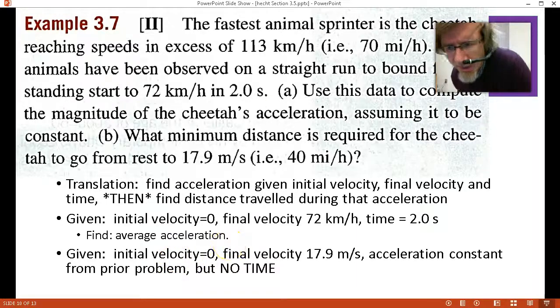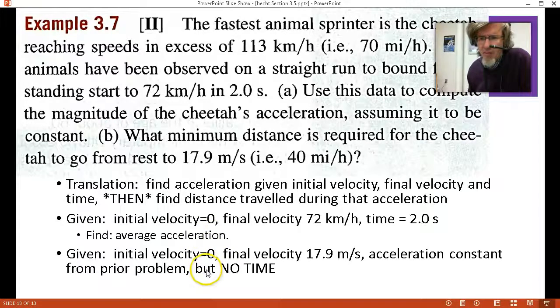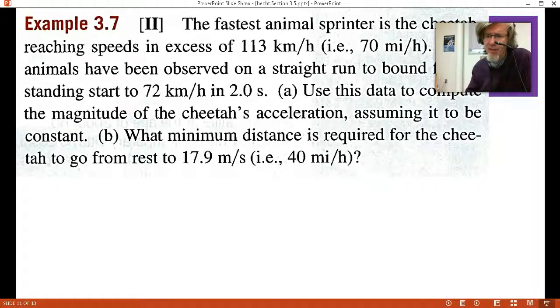Oh, sorry. The next question is, given the initial velocity, 0, final velocity, 17.9, and that the acceleration is constant, probably from this first problem, we'll use that acceleration, but they don't want to give you the time. So B, take note, they are not going to give you time in part B. No time. So that suggests that we're going to use this last equation that we just derived. So here we go. Find the distance. So distance, initial velocity, final velocity, acceleration, but no time means we use that other equation.